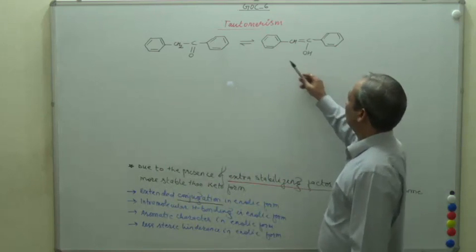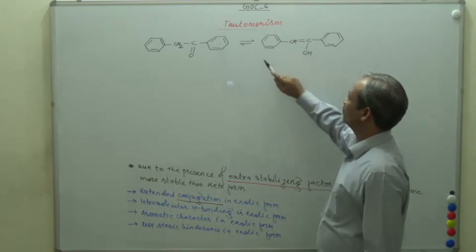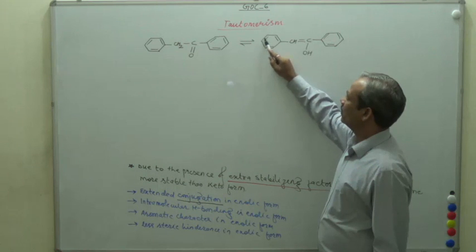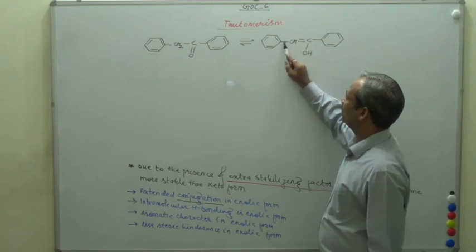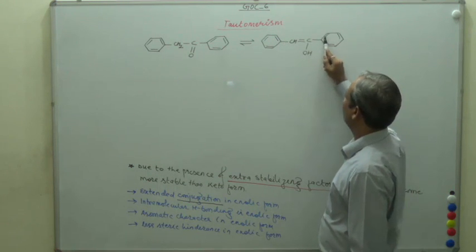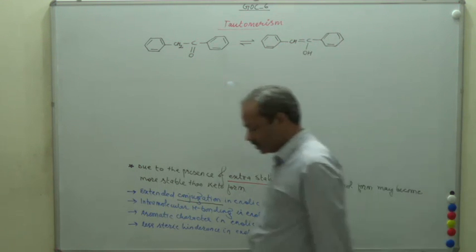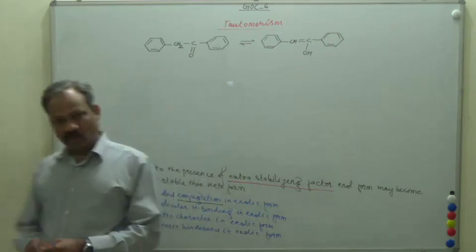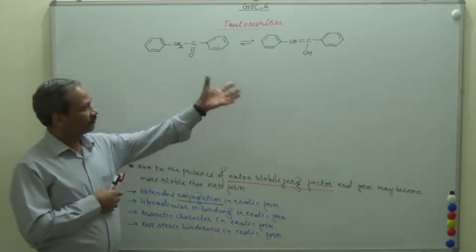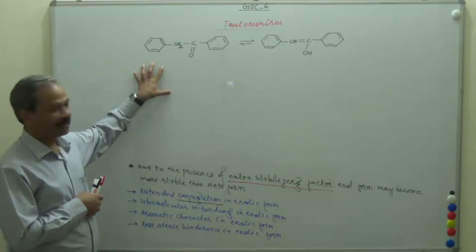While in this case, the entire system is in extended conjugation. Double bond, single bond, double bond, single bond, double bond, single bond, double bond, single bond, double, single, double, single, double. So here there is extended conjugation. So the enolic form of this compound is comparatively more stable than the keto form.